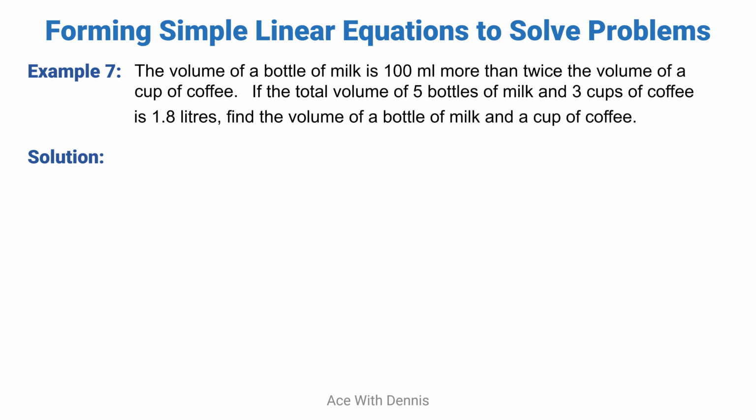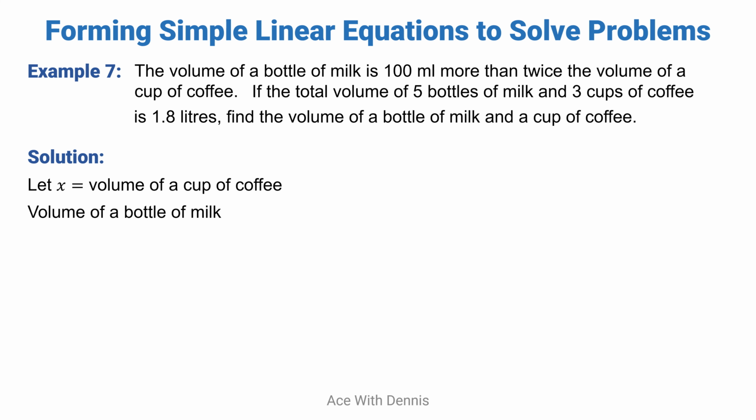Here's the solution. So this question, we want to find the volume of the bottle of milk and a cup of coffee. So we let x be the volume of a cup of coffee. Therefore, the volume of a bottle of milk is 2x + 100. As mentioned in the question, it is 100 ml more than twice the volume of a cup of coffee. Next, given that the total volume of 5 bottles of milk and 3 cups of coffee is 1.8 liters. So 1.8 liters is 1800 ml.